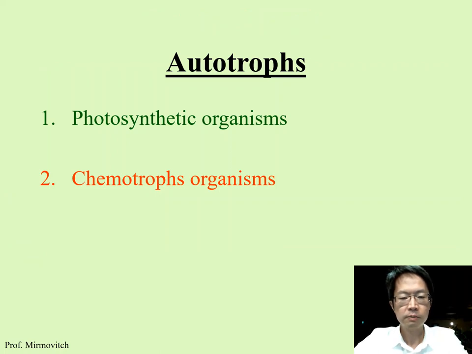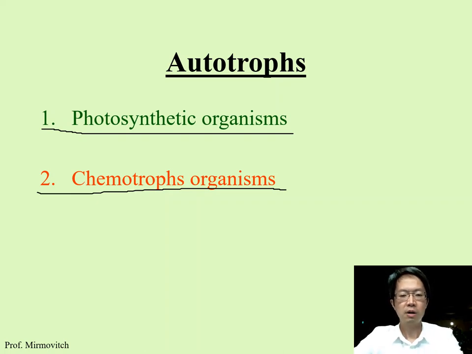For the autotrophs, we have photosynthetic organisms, meaning organisms that do photosynthesis. The majority of autotrophs are photosynthetic, but we have a few minorities. They call it chemotroph, or chemotrophic organism.